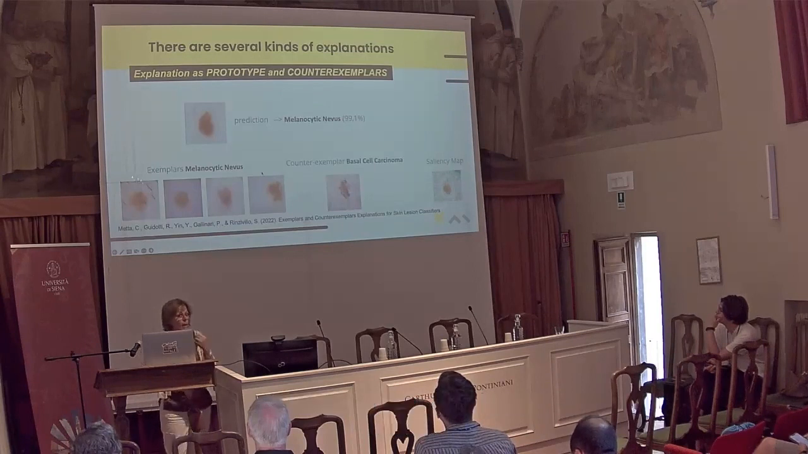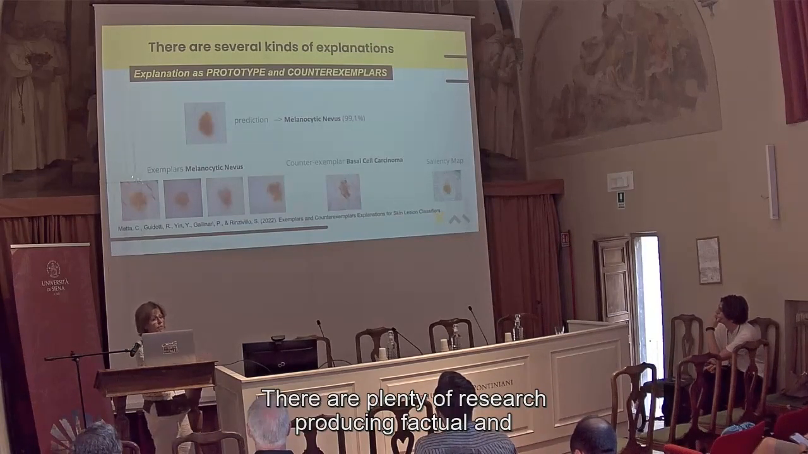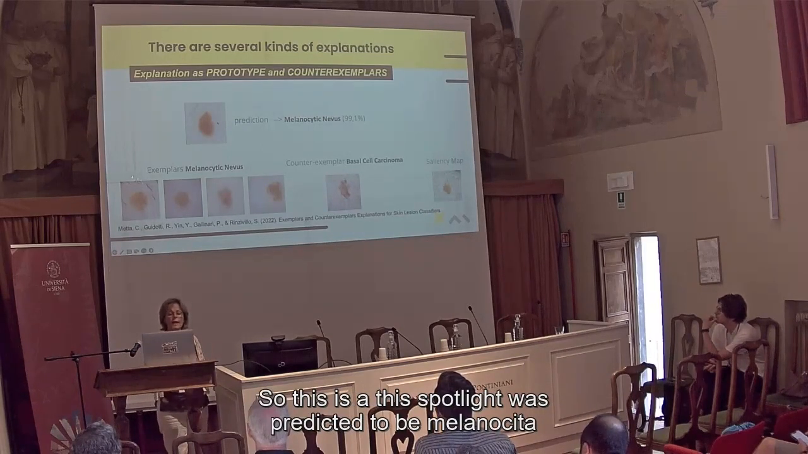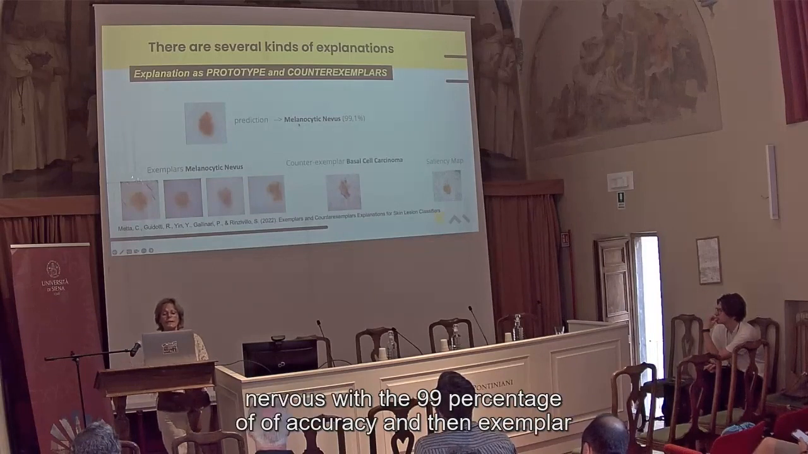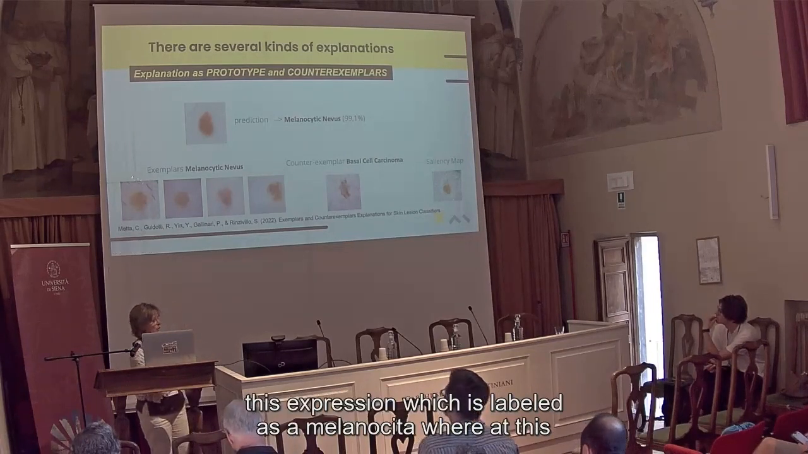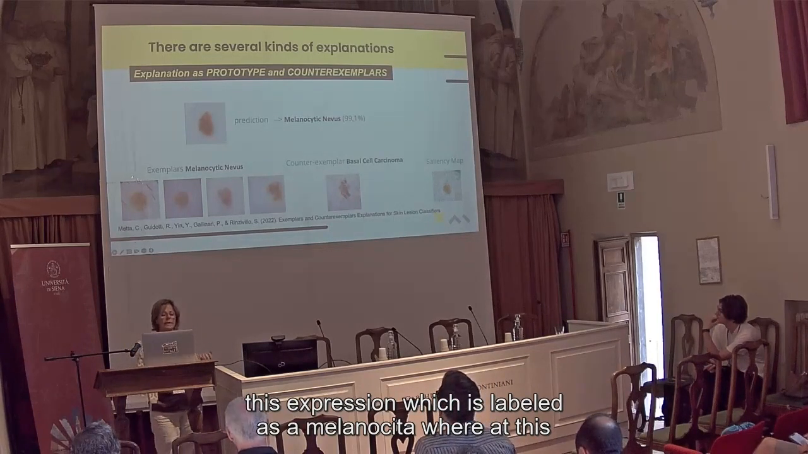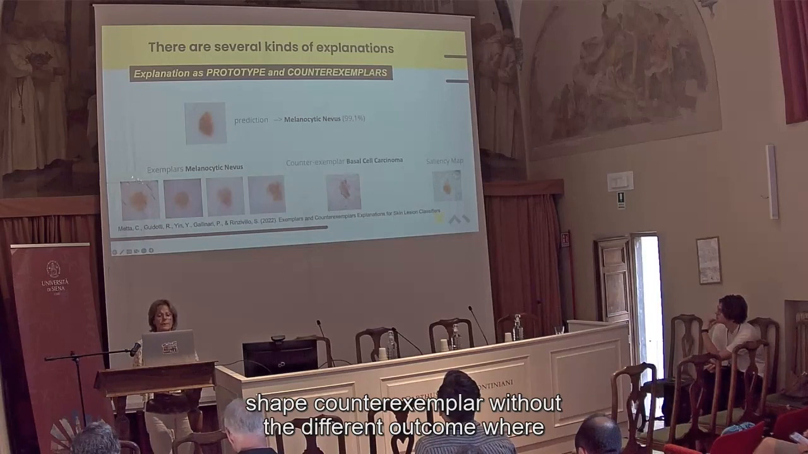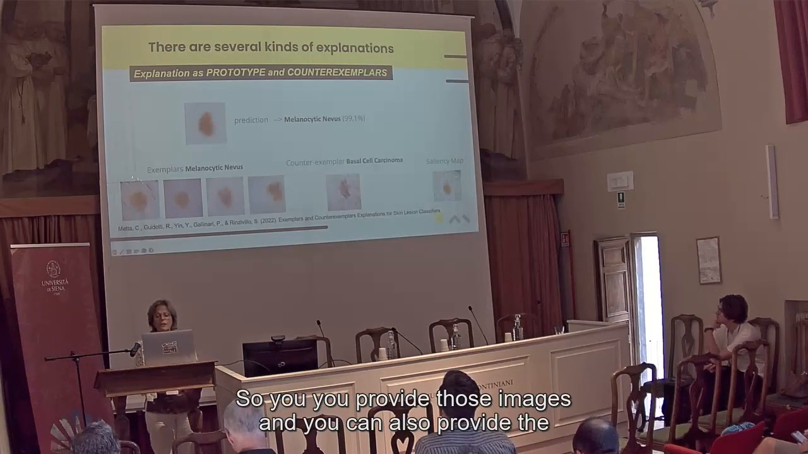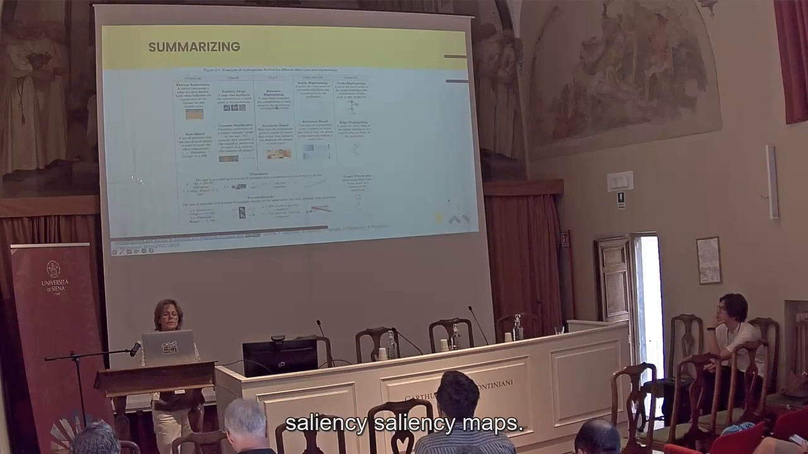Or you can do the same in the case of images; there is plenty of research producing factual and counterfactual explanations for images. So this lesion was predicted to be a melanocytic nevus with 99% accuracy. Then there are exemplars similar to that one that were labeled as a melanocytic nevus, with this shape, and a counter-exemplar with a different outcome, with this shape. So you provide those images, and you can also provide the saliency maps.